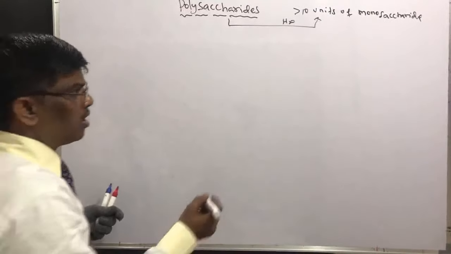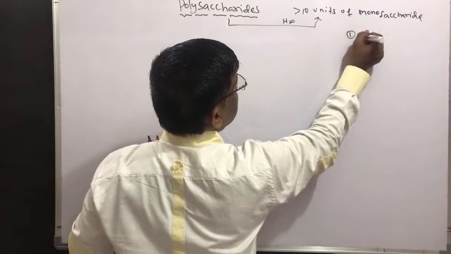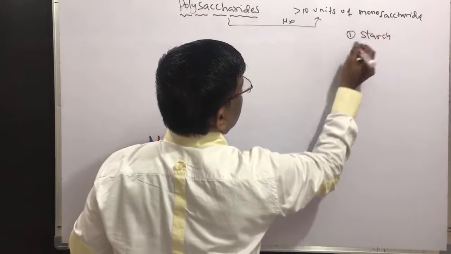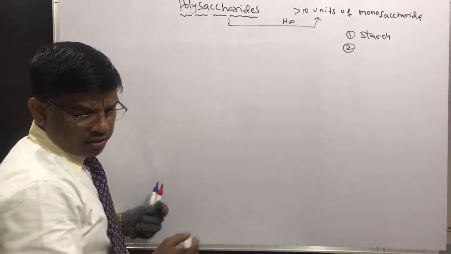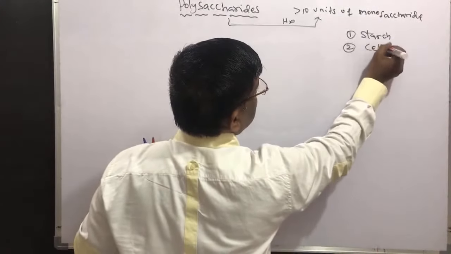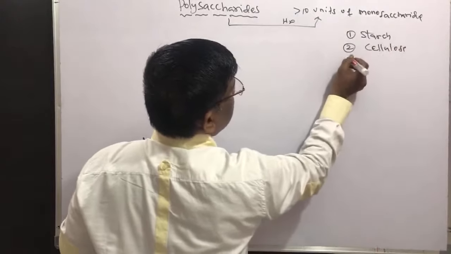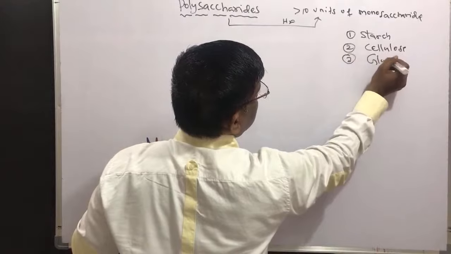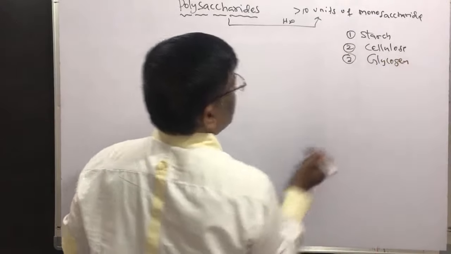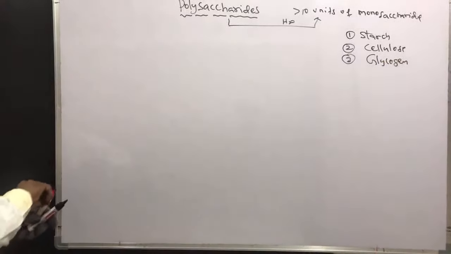For example, let us take starch. We are going to learn the structures of starch, followed by cellulose and glycogen. These two structures we are going to learn. Let us see the starch.